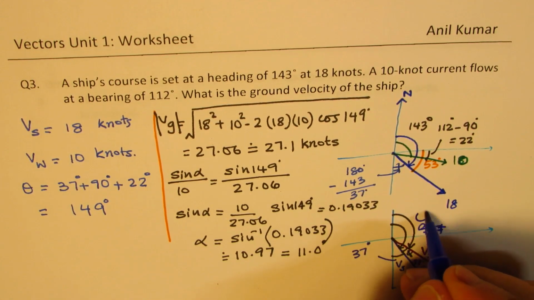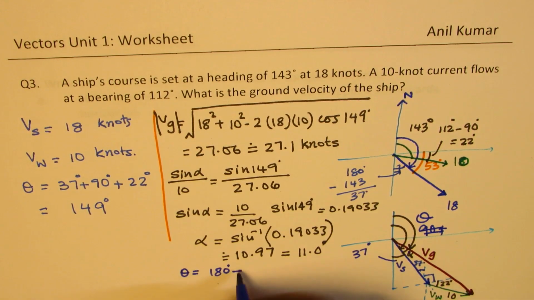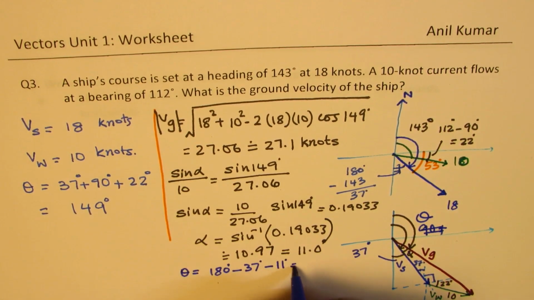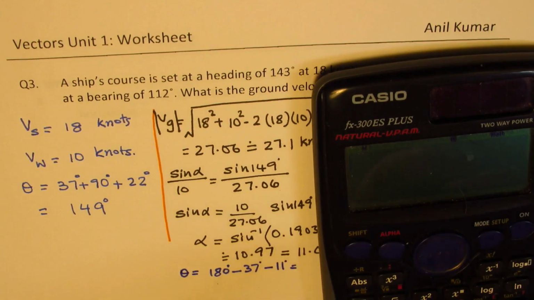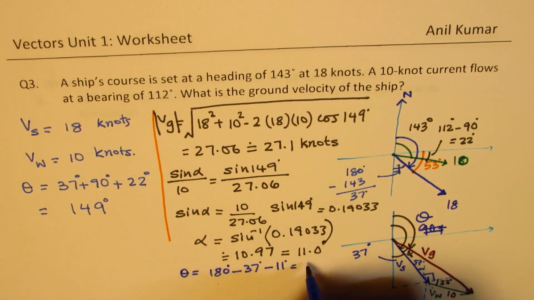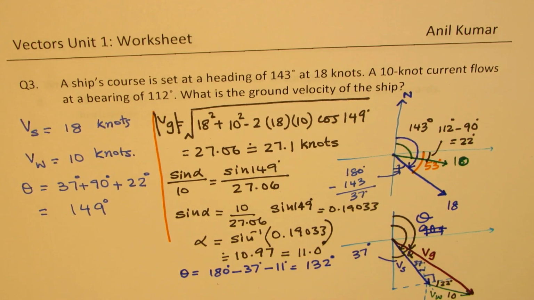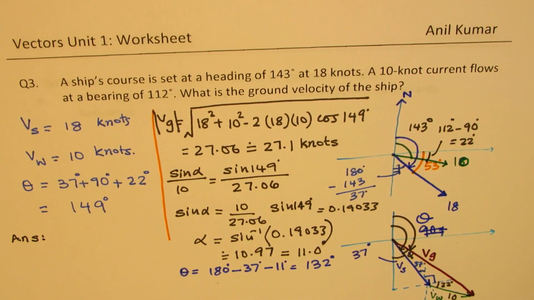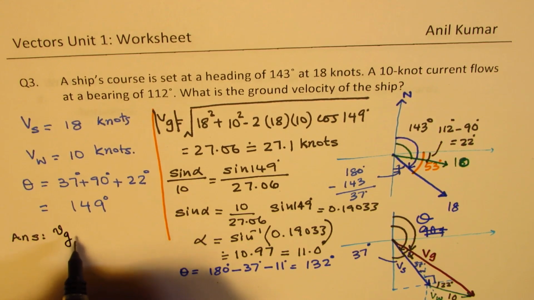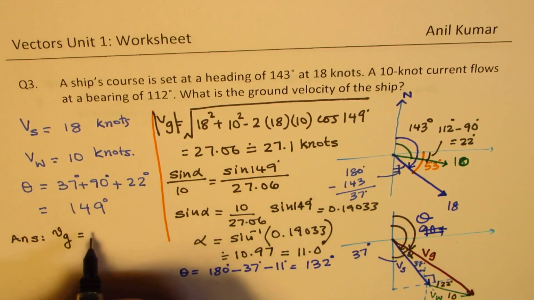So the angle theta, let's say, so the angle theta will be 180 degrees, take away 37, take away 11 degrees. Does that make sense? This is simpler. So we have here 180 minus 37 minus 11. 132 degrees. That is good. Is that clear to you? So we added these two angles and took away from 180 degrees. Okay? So clearly, our answer here is the ground velocity, so we say Vg, is the magnitude we wrote, 27.1 knots.